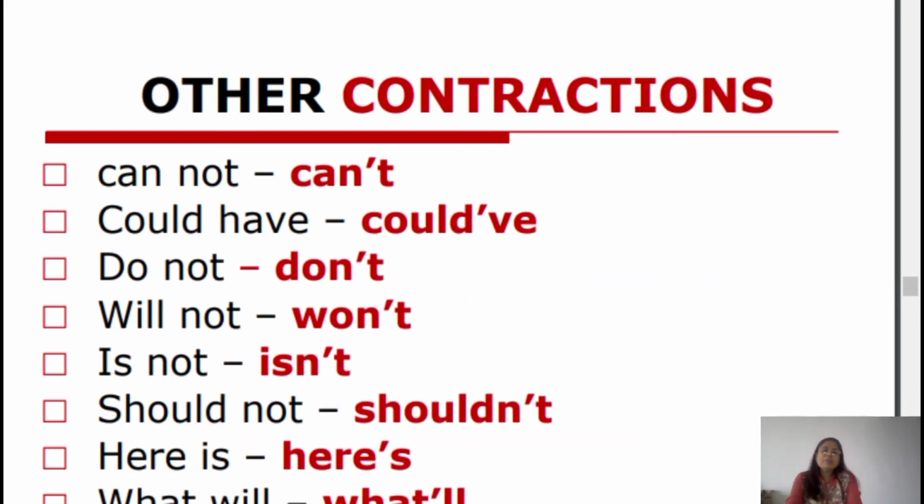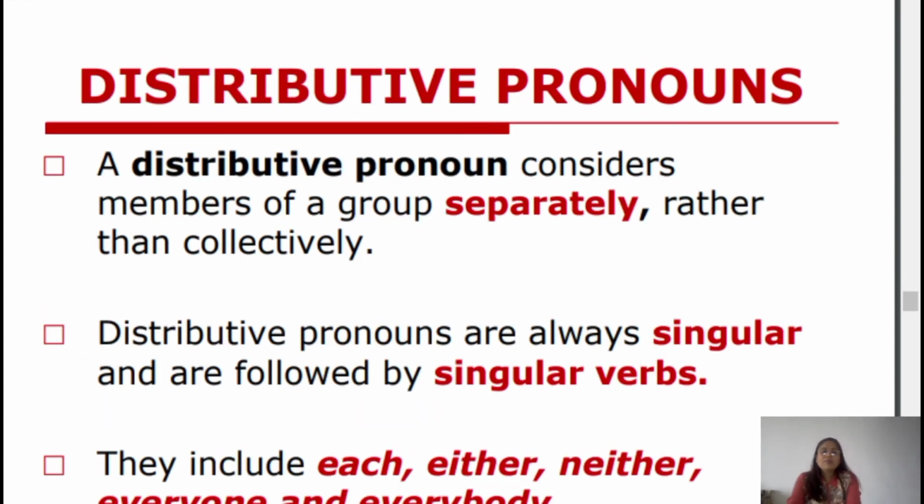Some other examples of contractions are cannot changes to can't, could have into could've, do not into don't, will not into won't, is not, isn't, should not, shouldn't, here is, here's, what will, what'll. Contractions are considered to be more of a part of informal writing, so they should be avoided in formal writing.